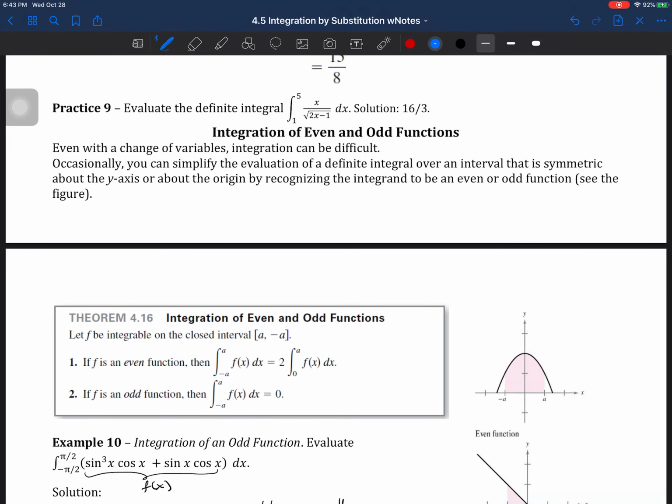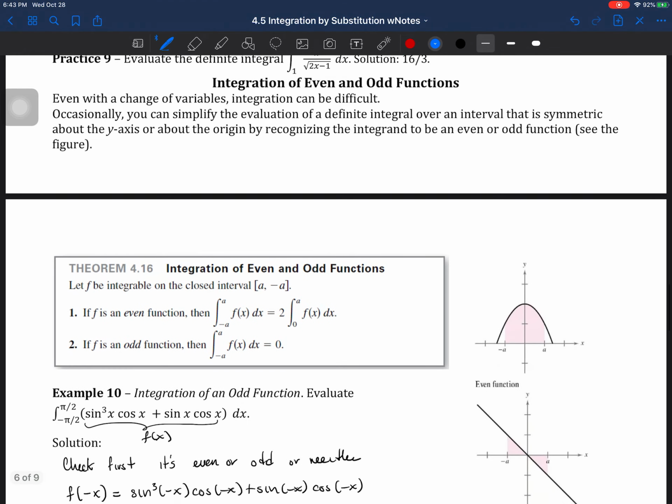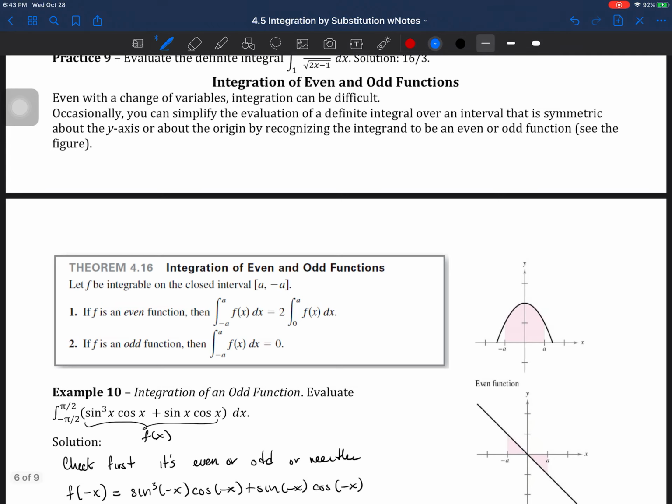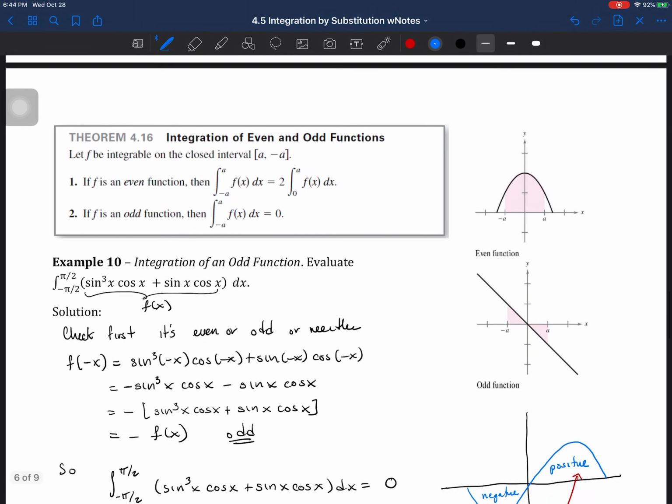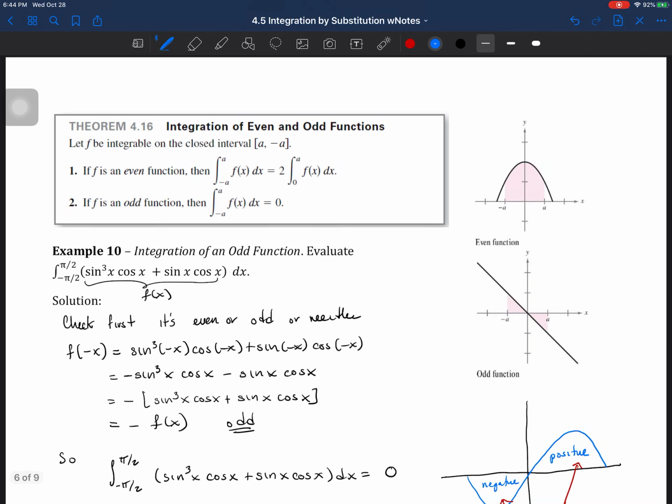Alright, so the next part is integration, even, and odd functions. So even with change of variables, integrations can be difficult. Occasionally, you can simplify the evaluation of a definite integral over an interval that is symmetric about the y-axis, or about the origin by recognizing the integrand to be an even or odd function. The following shows us the application of an even or odd function.